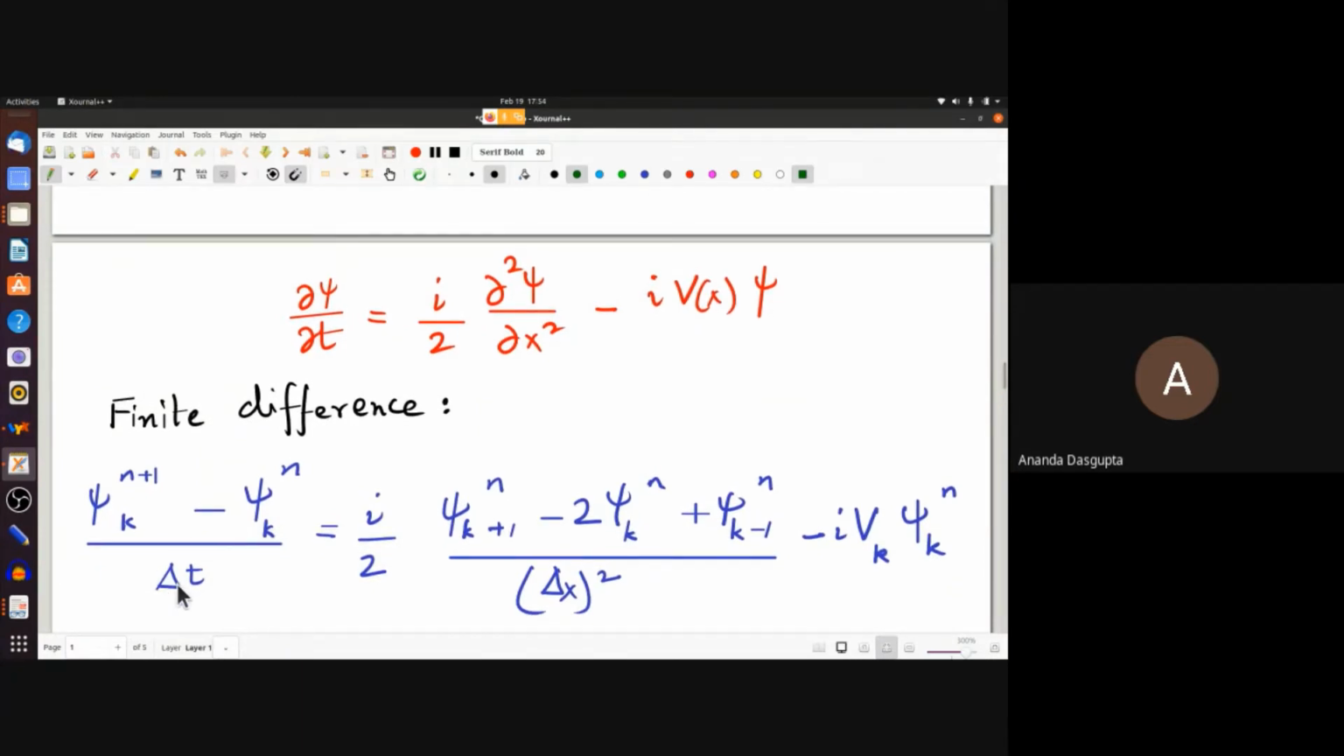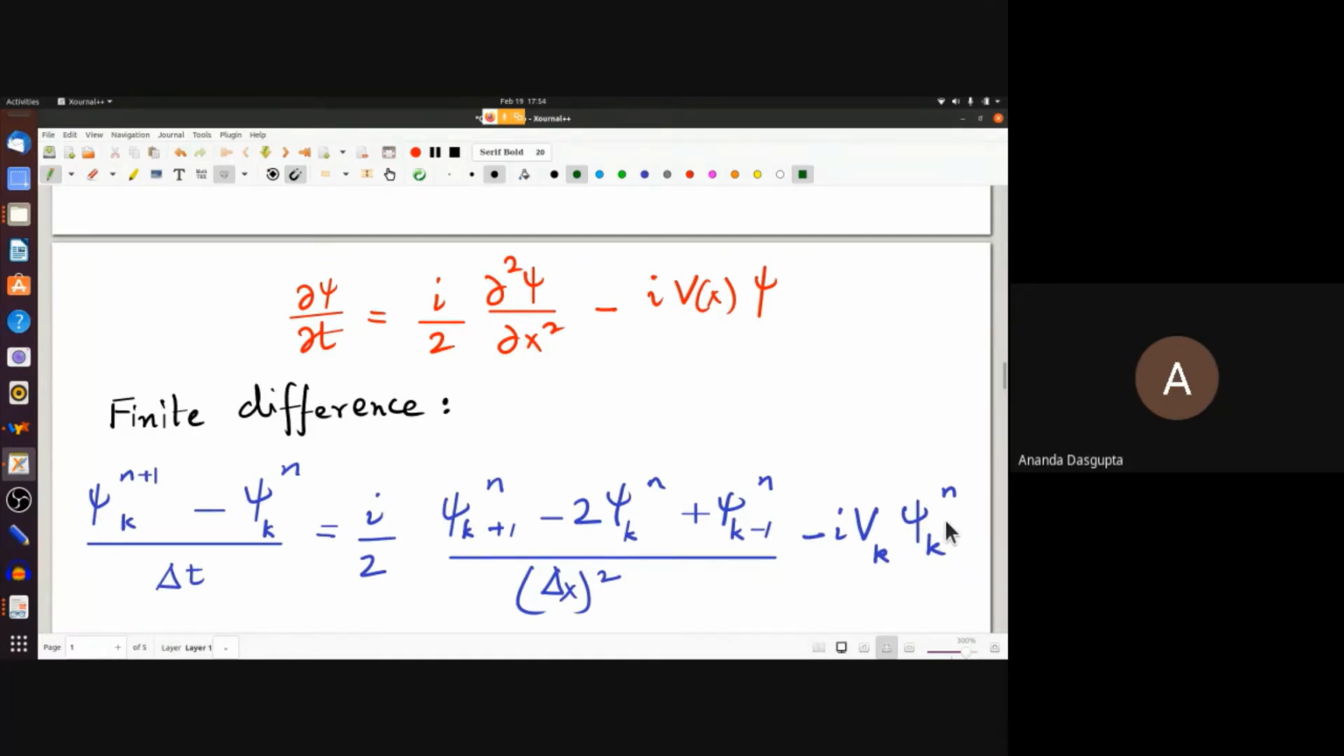So this equation, while it looks a lot more complicated than the one on top, is actually just this one in the finite difference approximation. Del psi del t is just this thing, psi at k, because its partial derivative is to x, same k value, n has increased by 1, i by 2, psi k n plus 1, psi n k plus 1 minus 2 psi n k plus psi n k minus 1 by delta x square, minus i vx psi k n.